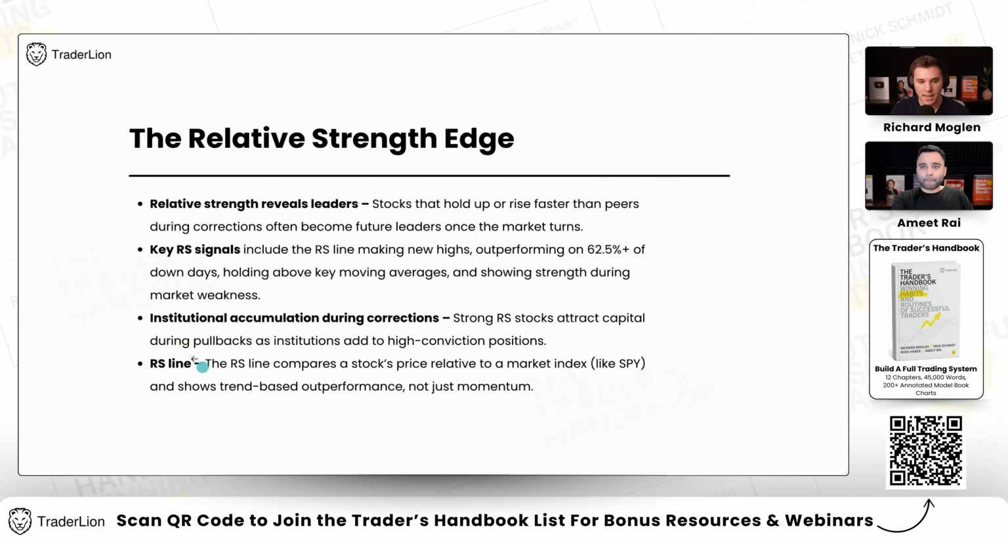The RS line is the key for identifying the relative strength edge. The relative strength line is basically plotting the price of the stock divided by the price of the SPY, and it gives a day-by-day measure of whether a stock is outperforming or underperforming. If it's rising, the stock is increasing relative strength. If it's declining, it's decreasing relative strength. So the RS line compares a stock's price relative to the market index, likely the SPY, and shows trend-based outperformance, not just momentum.